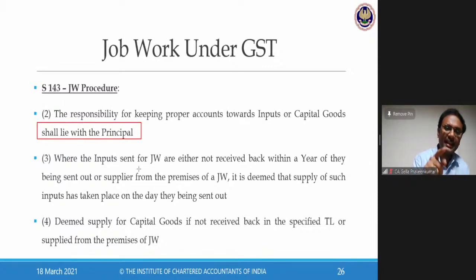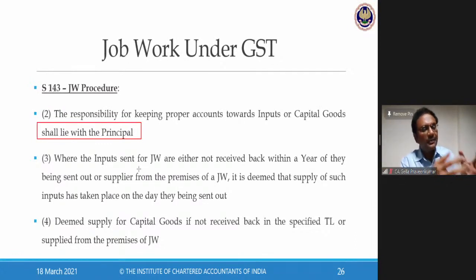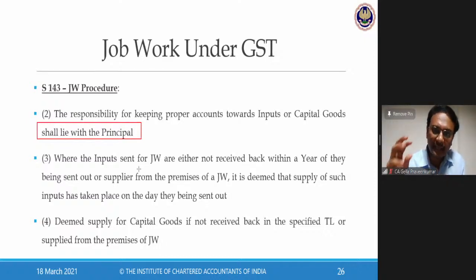That is the reason they say maintain proper books of accounts. What is it that you have sent? What is it that you have received back? Sir, I have sent sheets. Sir, I have received back boxes. So have a conversion factor. Every sheet, when I convert into finished goods, this is my equivalent conversion. So if I get 10 boxes, every box is weighing, say, 9.5 kgs.